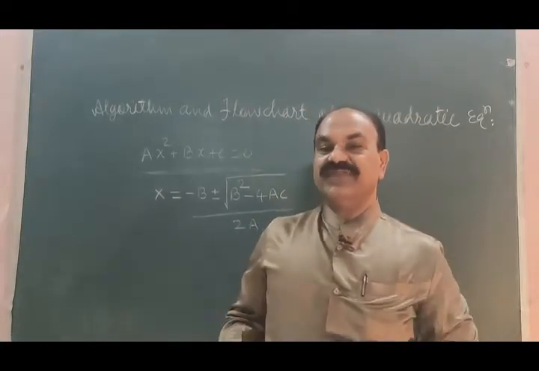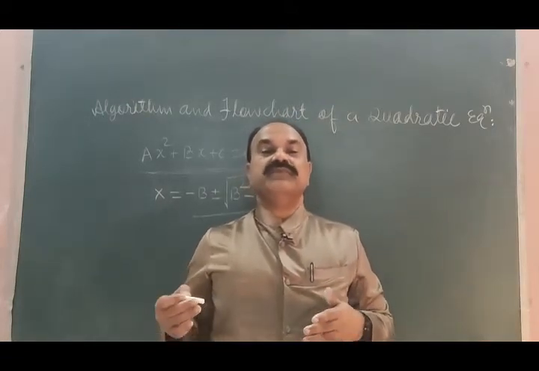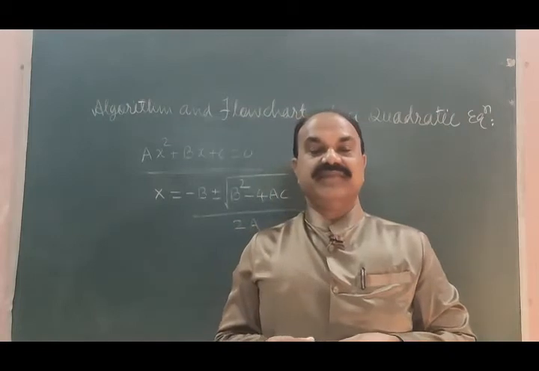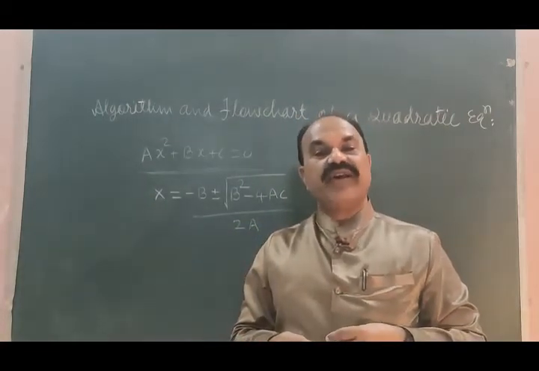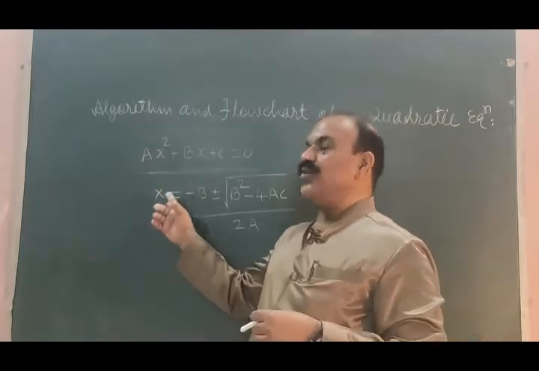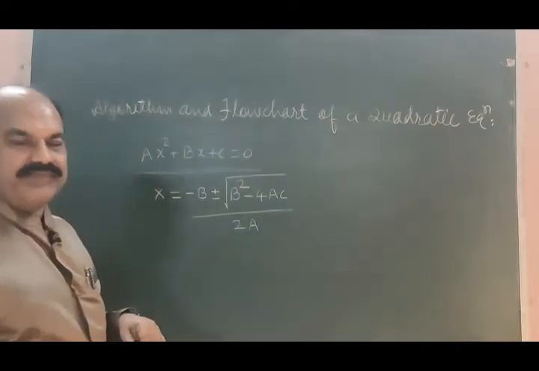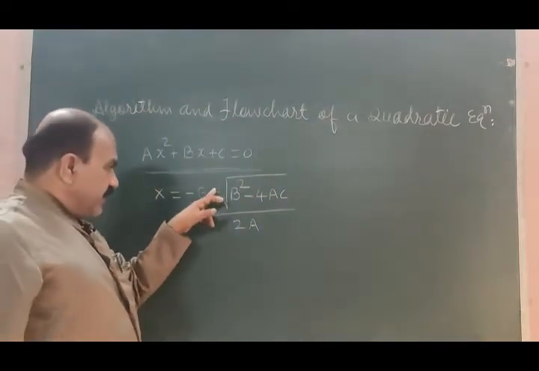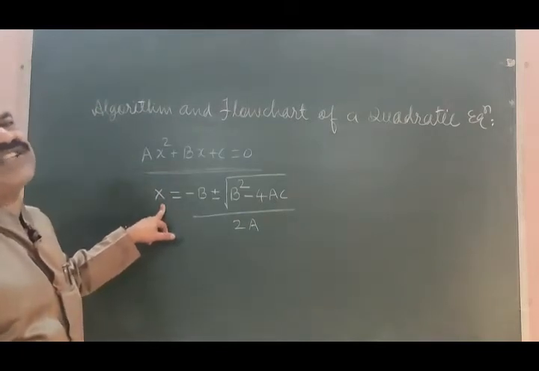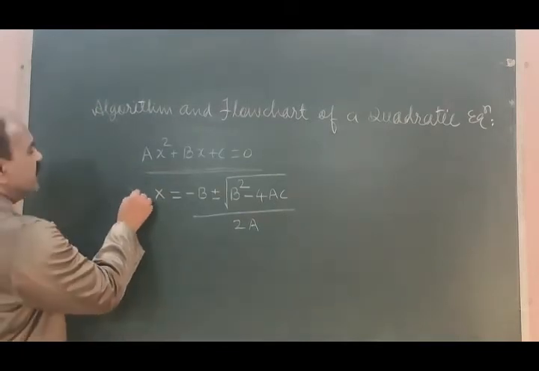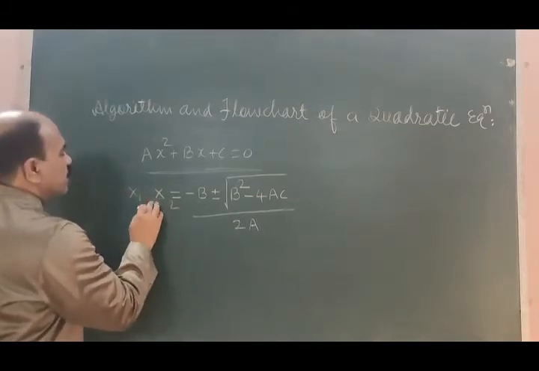What is the task here? The task here is to write the algorithm and to draw a flowchart for the roots of quadratic equations. Let me come back here. Plus minus is here, so this is not a single x, it is x1 and x2. So let me write this as x1 comma x2.